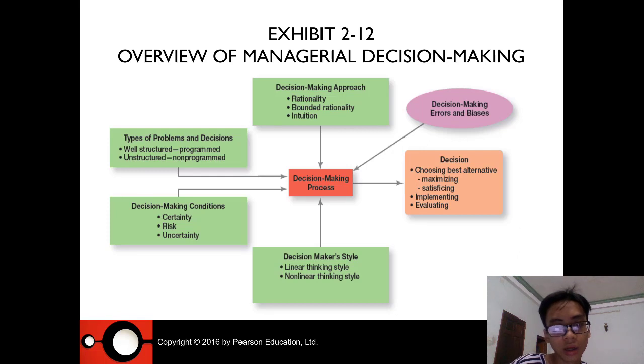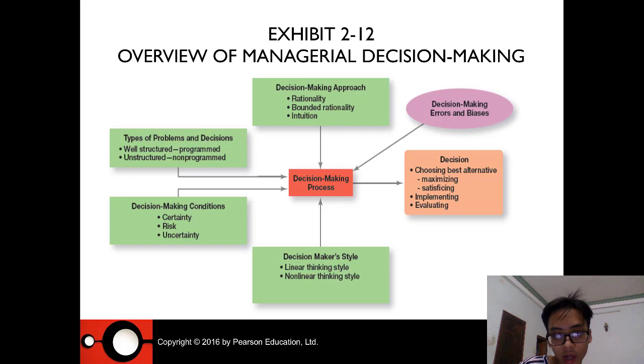Last but not least, I want to give you guys an overview of managerial decision making. To begin with, there are three decision making approaches. They are rationality, bounded rationality, and intuition. Then there are some decision making errors and biases, as I have said before. And decision making is choosing the best alternative, maximizing satisfaction, implementing, and evaluating.